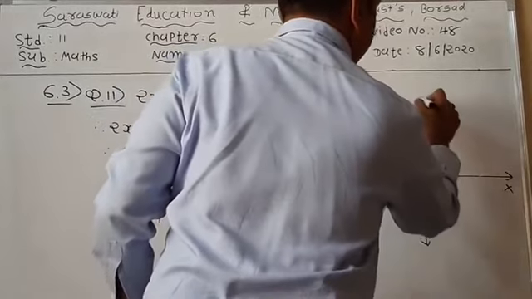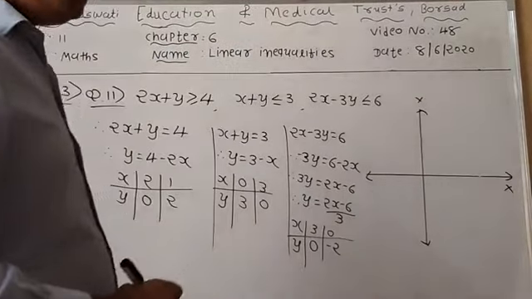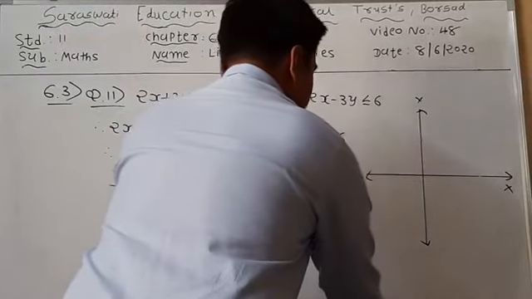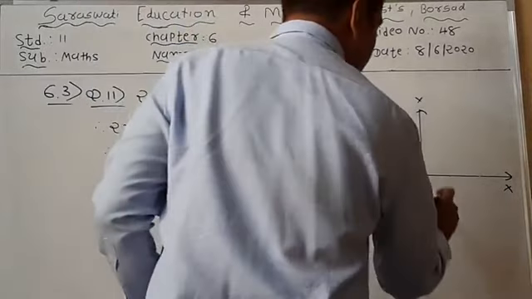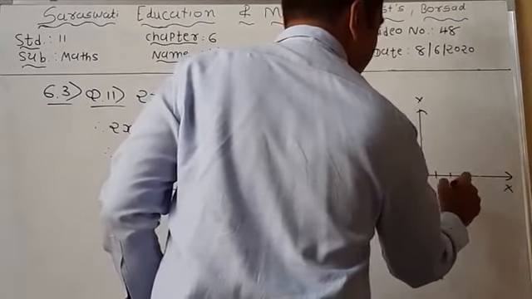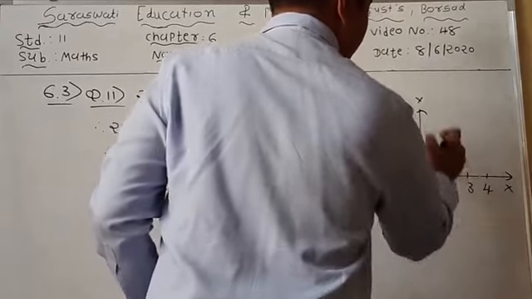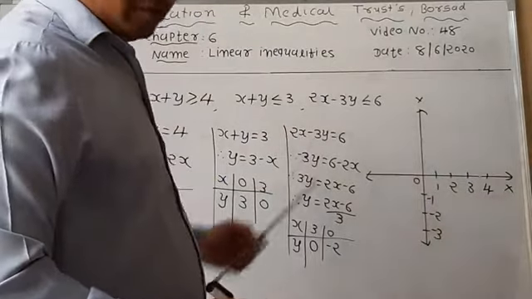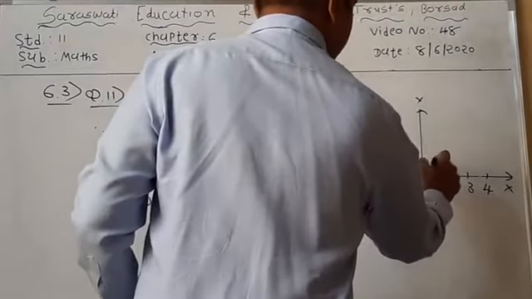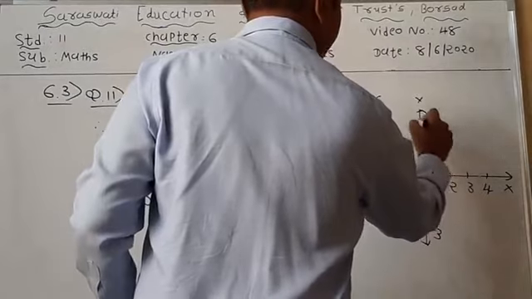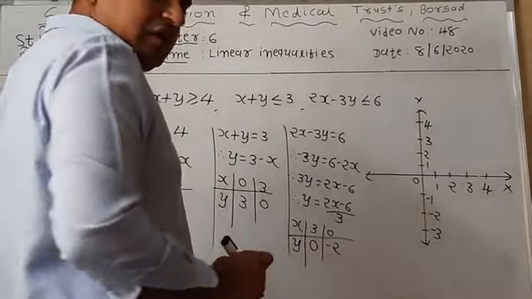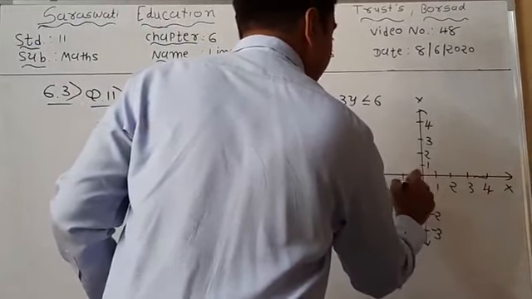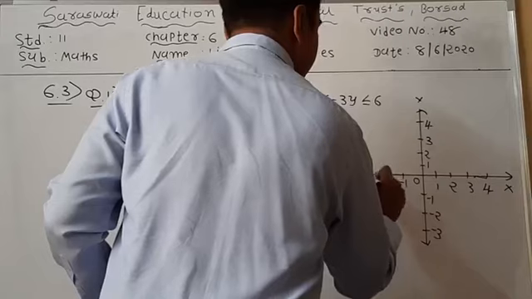So here is the x axis, and here we write the y axis. Now, 3 points are present. Mark 0, 1, 2, 3, 4. Here we can write minus 1, minus 2, minus 3. Now on the upper side, write 1, 2, 3, 4. Now on the left side, write minus 1, minus 2, minus 3.